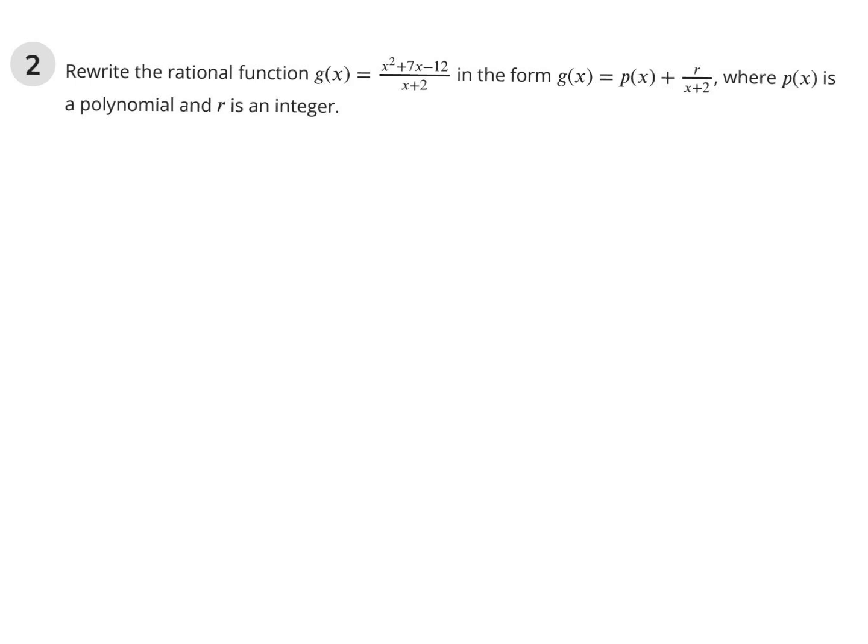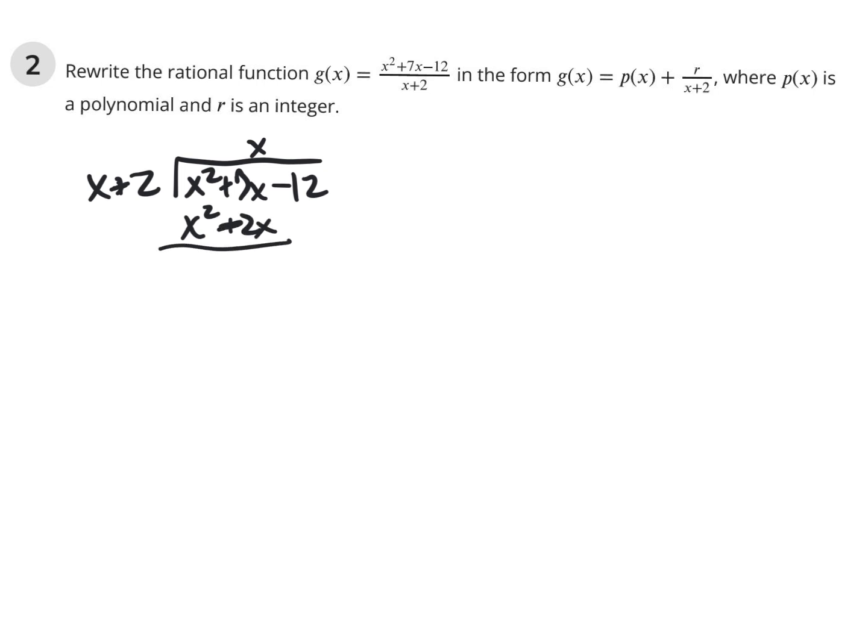Rewrite this function, which means long divide. X plus 2 into x squared plus 7x minus 12. We do x squared plus 2x. Change both signs. That's negative. We get 5x minus 12.